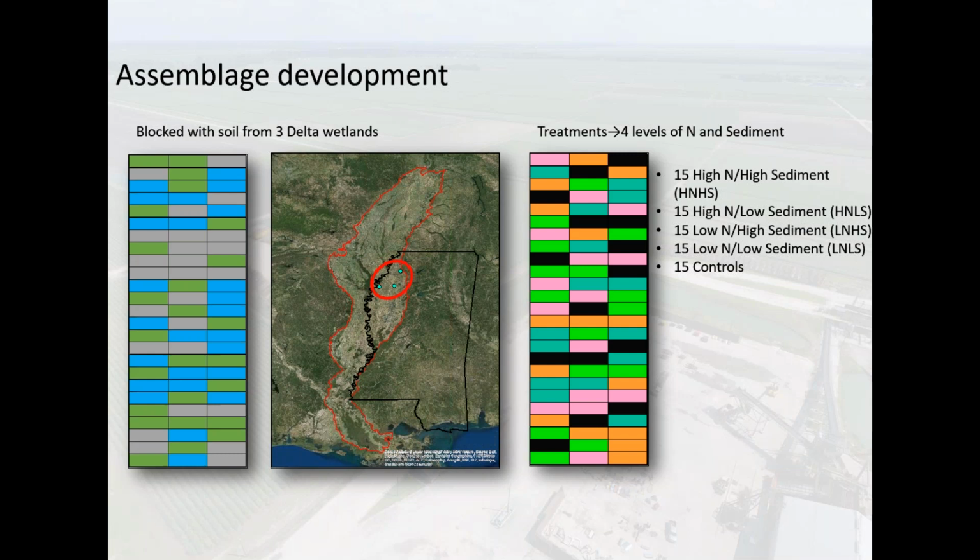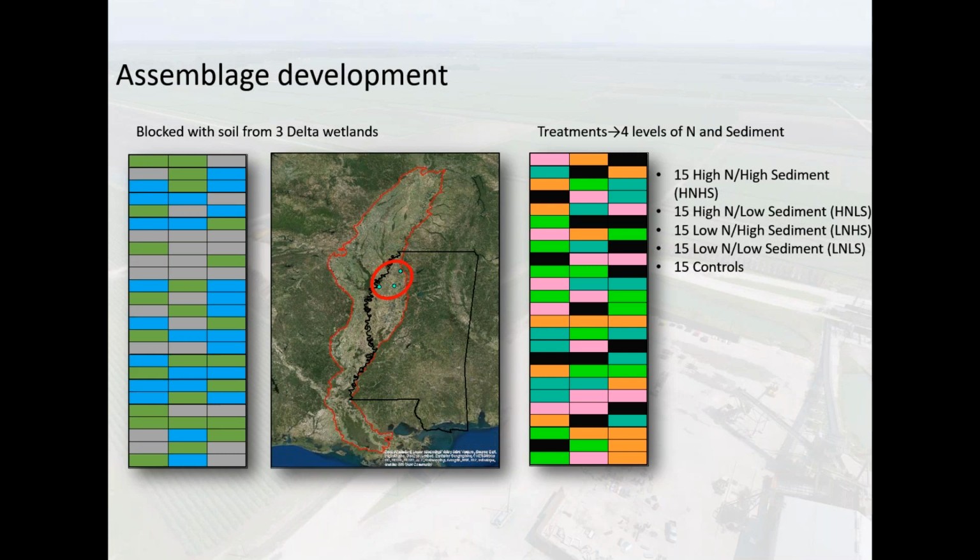We collected soil from three Delta wetlands and grew up these assemblages from the seed bank and treated them with four different levels of nitrogen and sediment in a randomized complete block design, with high nitrogen, high sediment, all the way down to low nitrogen and low sediment, and of course with 15 controls. And we surveyed these mesocosms monthly during the growing season. And here in Mississippi, we tend to think of the growing season as between March and October. And we recorded the percent cover by species.